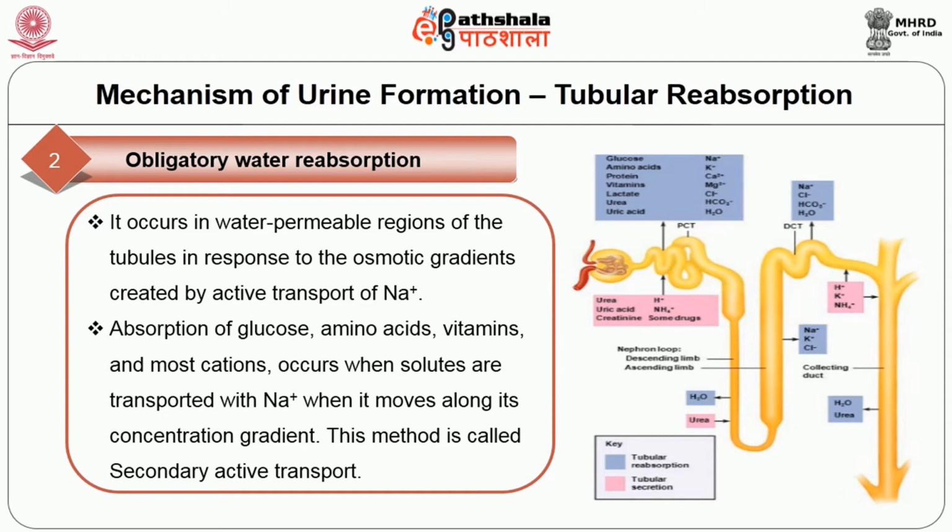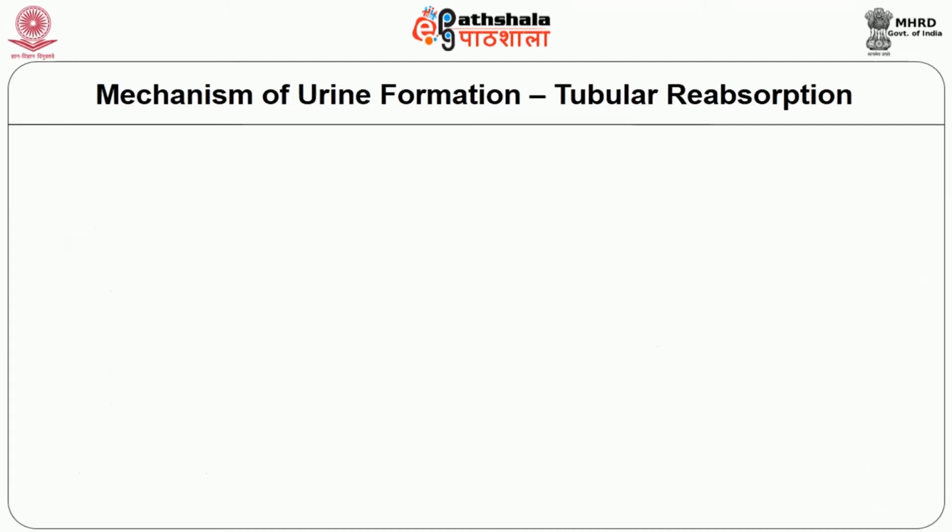transport of sodium. Absorption of glucose, amino acids, vitamins and most cations occurs when solutes are transported with the sodium when it moves along its concentration gradient. This method is called secondary active transport.